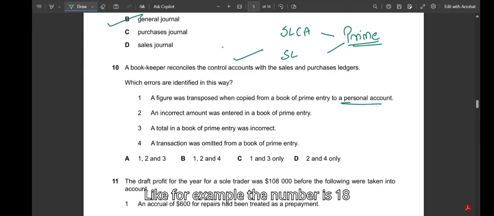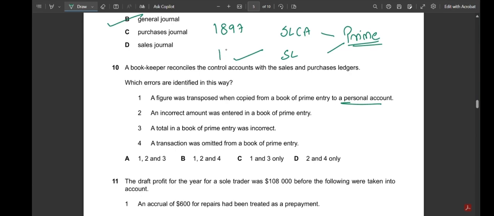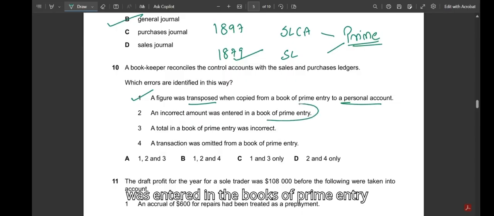So what does this mean? Like for example, the number is 1897. So in sales ledger control account, I wrote this, but in sales ledger, to the personal individual ledger account, I recorded as 1879. So I made a mistake with this. So that is the meaning of transposed over here. So this thing can be identified because I have recorded correctly in sales ledger control account, but it was flipped in sales ledger. So this can be identified. Second, an incorrect amount was entered in the books of prime entry only.